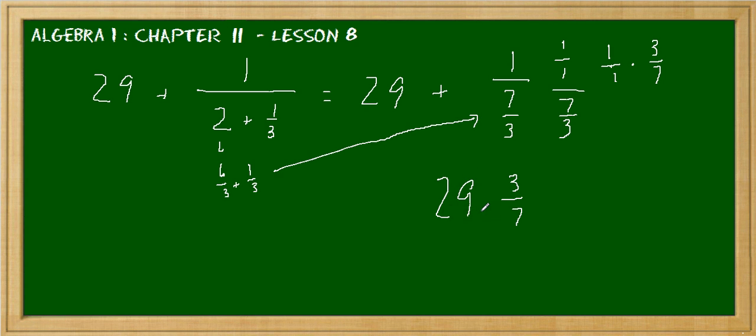Now we can turn this into just one big fraction and multiply 7 times 29 and add 3, and that would give us 206 over 7. Now, we will refer to a fraction such as 206 over 7 as a simple fraction. A simple fraction is a fraction that does not have fractions in its numerator or denominator. So we took this 29 plus 1 over 2 plus 1/3 and turned it into 206 over 7, a simple fraction.